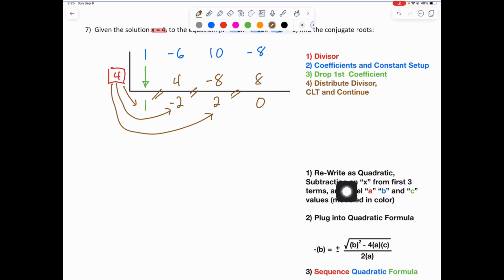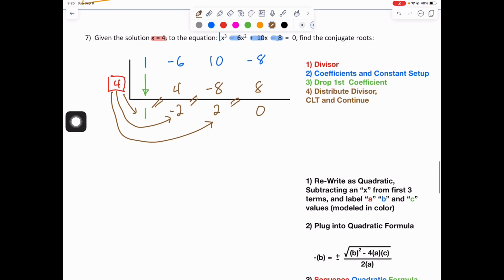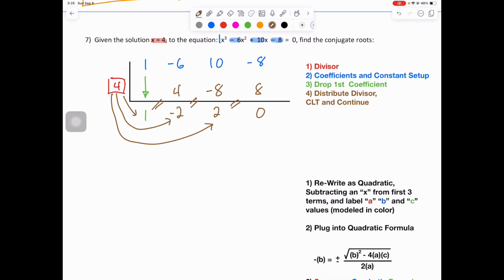Now we need to rewrite as quadratic, subtracting an x from first 3 terms, and label A, B, and C values, modeled in color. I'm actually going to model in black and white. I just forgot to change it because I want to use those colors a little bit later in the game. All right, so we are going to subtract an x from the first 3 terms.